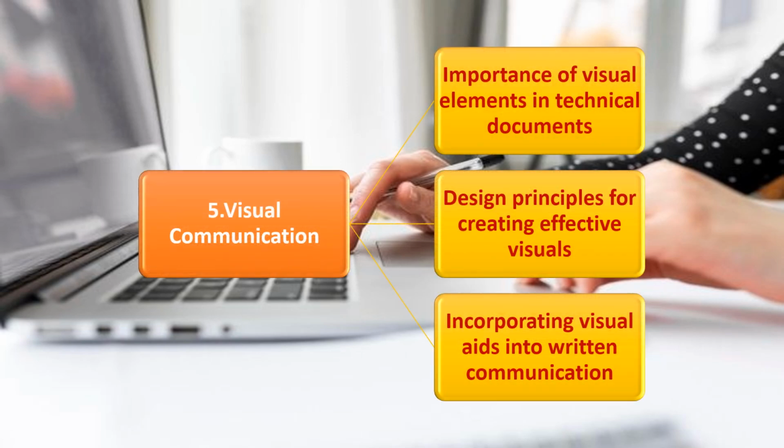Next, it is required to learn about visual communication. What we see appears more and gives more information than what is written. So, as a technical writer, you should also learn how to do visual communication in an effective way. First of all, you have to understand the importance of visual elements in documents.